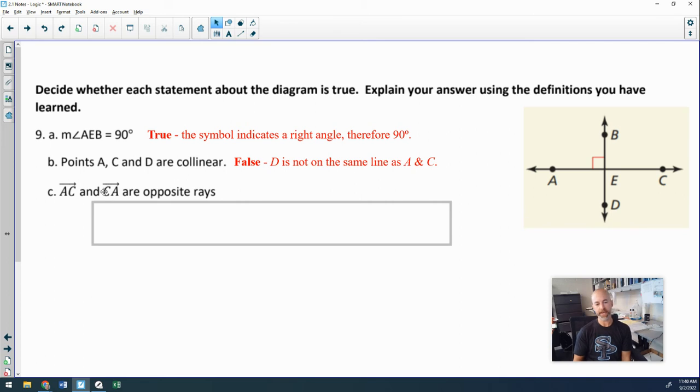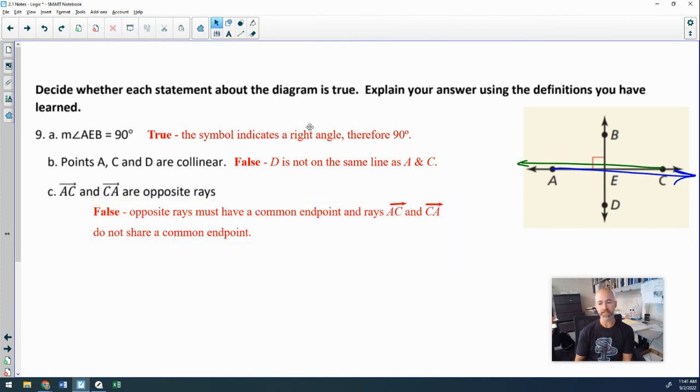And AC and CA, are they opposite rays? So AC is here, starting at A, going towards C, and CA is here, starting at C, going towards A. Are those opposite? They do go in opposite directions, but this is false, because opposite rays must have a common endpoint. These do not have the same starting point. So do you remember opposite rays? They do go in opposite directions, but they must start from the same point.